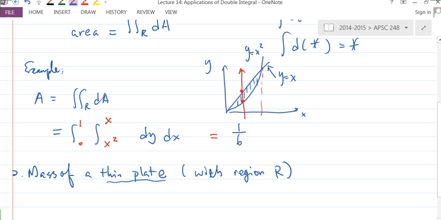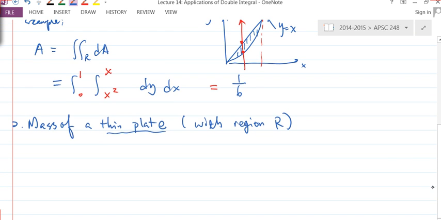Why is it a thin plate? Because the thickness is so thin, we can neglect the thickness of the plate. Because if the thickness is not negligible, and you're talking about the mass of this plate, then we're actually going to use the so-called triple integral in the next lecture. When we talk about mass, we often have to define a density function first. So density, let's use delta to define density, is defined as the mass, total mass basically, over the unit area.